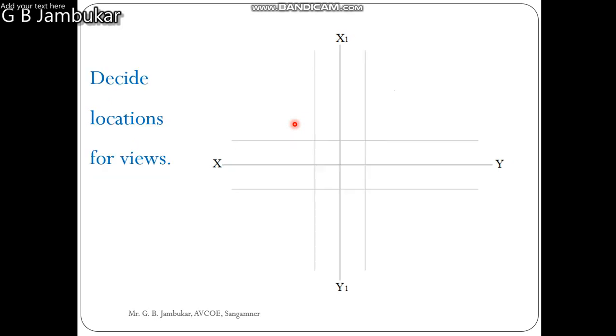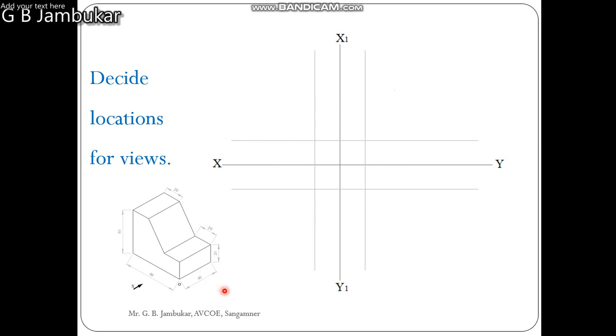Now in the next step we have to decide the location of the views. In this object, direction X is for the front view. So we have to draw the front view, right hand side view and top view of the object. Here we have to draw three views and four places are available. According to the first angle method of projection, the front view is above XY and the top view is below XY. Now for the side view, the right hand side view is on the left side and the left hand side view is on the right side. So first we have to decide the location to draw the side view.